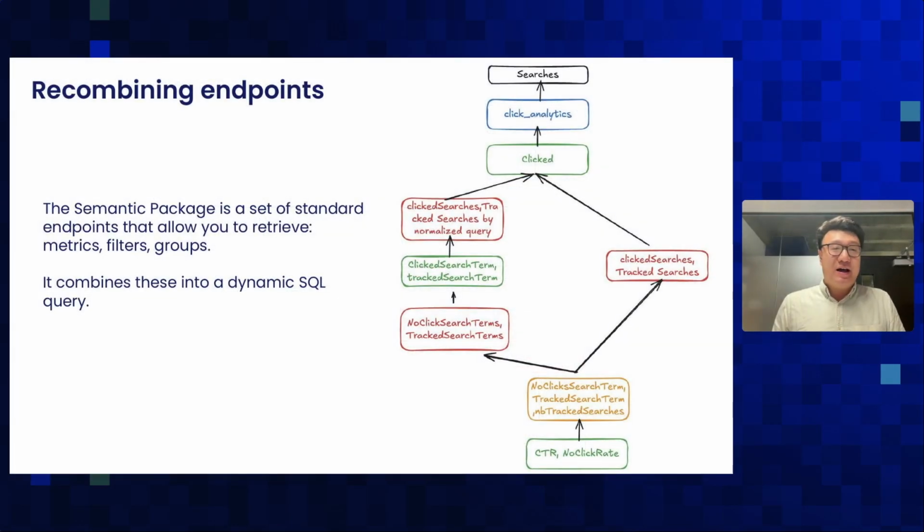And then the next component was how important it was to recombine endpoints. The fundamental advantage of the semantic package is that it's a standard set of ways to retrieve metrics, filters, and groups. As a result, you can recombine little bits of logic. Here I'm bringing back the example from before of the click-through rate and the no-clicks rate. We're able to reuse the logic of how we pulled clicks and click analytics from the search data, and also reuse tracked searches to make one metric calculation and be much more efficient. This ability to recombine and dynamically pull metrics was a key advantage of adopting the semantic package solution.